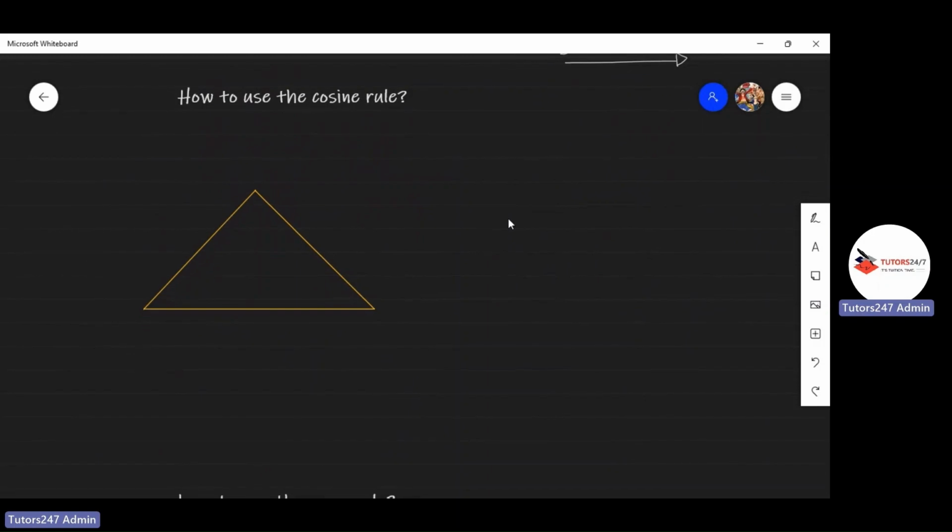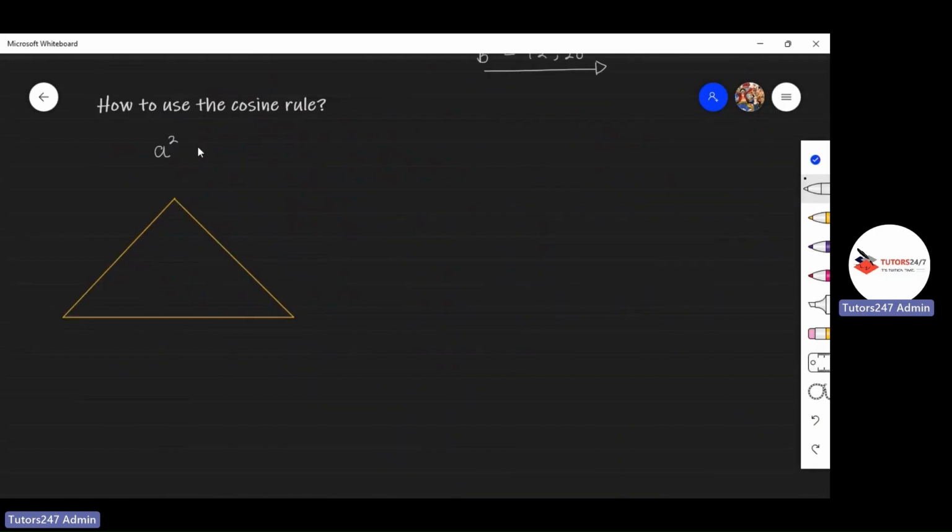Now, our cosine rule makes use of the formula a squared equals b squared plus c squared minus 2bc cos of angle A. Now, something important to take note of is that the side that we are calculating is going to match the angle that we are going to use. So you'll see that when we actually do an example.